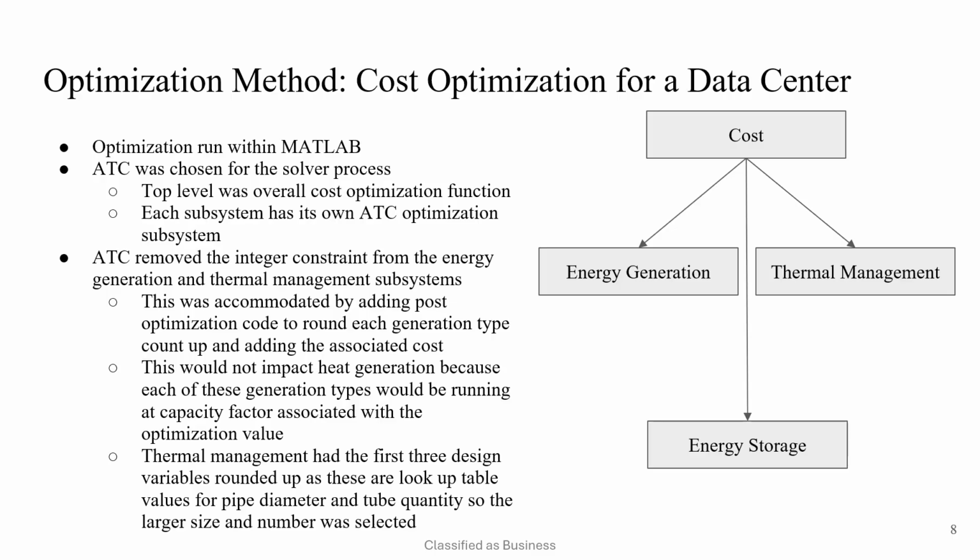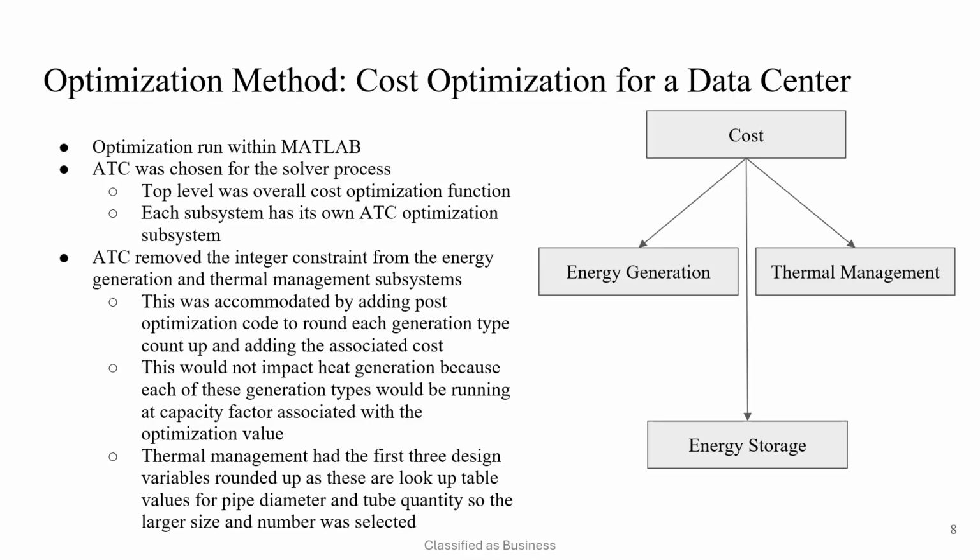The chosen optimization method was an ATC. This was run using MATLAB, where the top level was the overall cost optimization function, and then each subsystem had its own ATC optimization within that. The ATC did remove the integer constraints from the energy generation and thermal management subsystems.